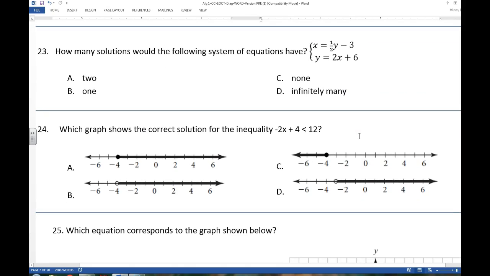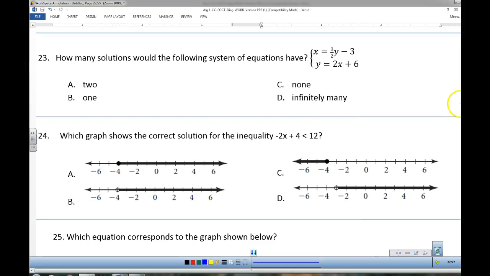All right, number 23. How many solutions would the following system have? We know what it means to be a solution. To be a solution is where the two graphs meet. So our choices are 2, 1, none, or infinitely many. So I have to set these two equal to each other. Well, not equal to each other, but I got to get them together somehow. Here, I know what x is. This equation tells me what x is. So can I take what x is and plug it right into that next one? Sure I can. That's called substitution. We did that before.